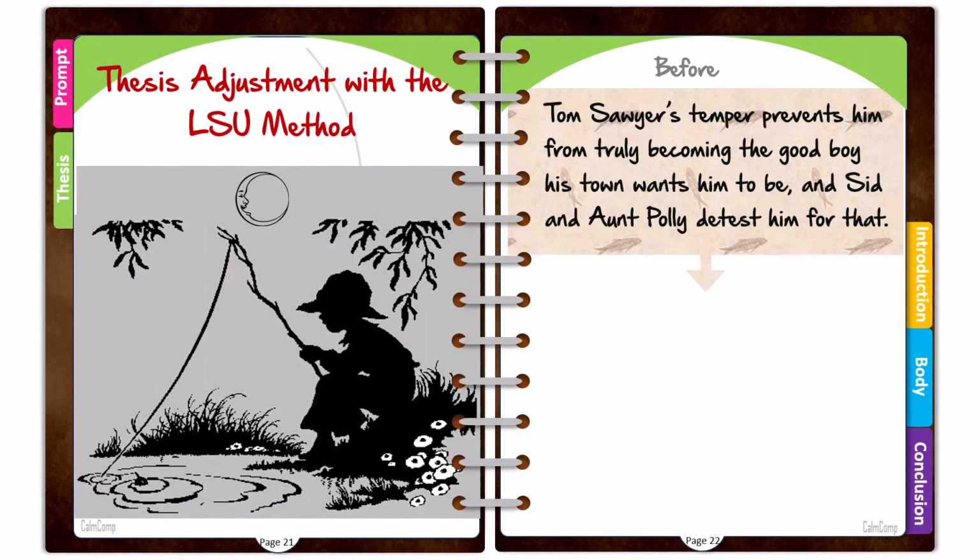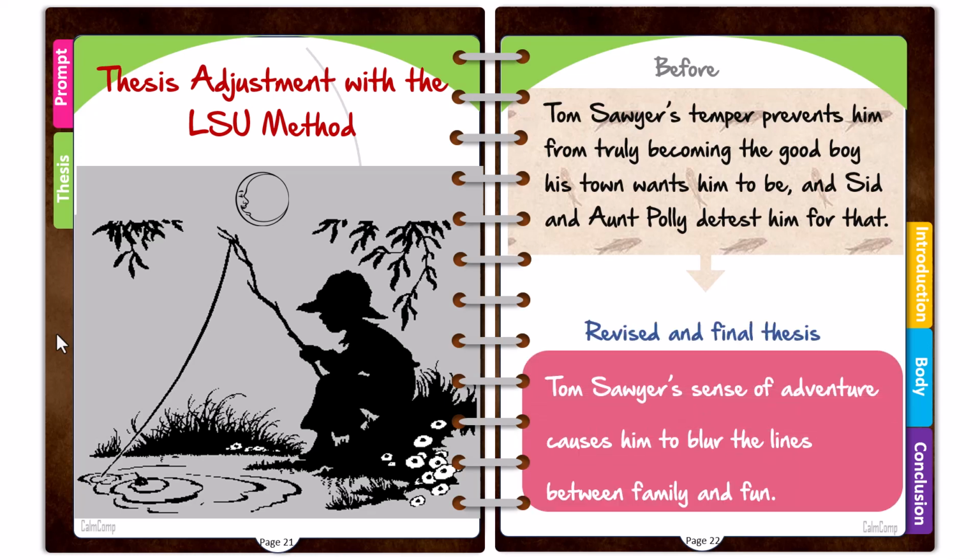Let's compare our two thesis statements. Tom Sawyer's temper prevents him from truly becoming the good boy his town wants him to be, and Sid and Aunt Polly detest him for that. Versus, Tom Sawyer's sense of adventure causes him to blur the lines between family and fun. It's much shorter, and it's making more of a claim too. Everything looks better and more polished.